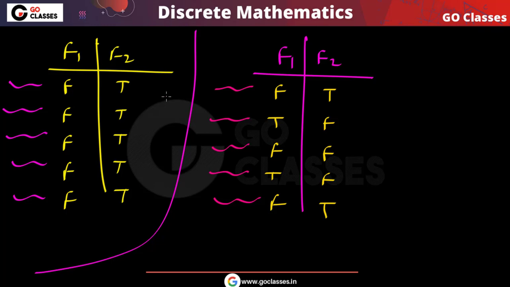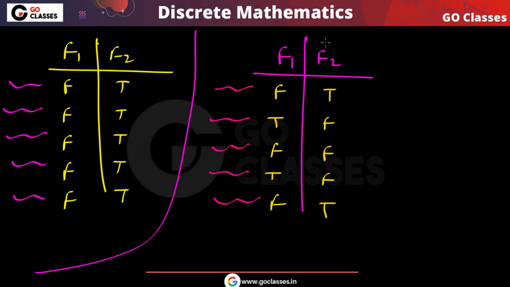You cannot say both are contradiction. Here you can notice both are contingency. Here f1 is contingency, f2 is contingency, here f2 is a tautology, here f3 is a contradiction. So we cannot say that both are contingency, we cannot say both are contradiction. Also we cannot say that both are tautology, both cannot be tautology.